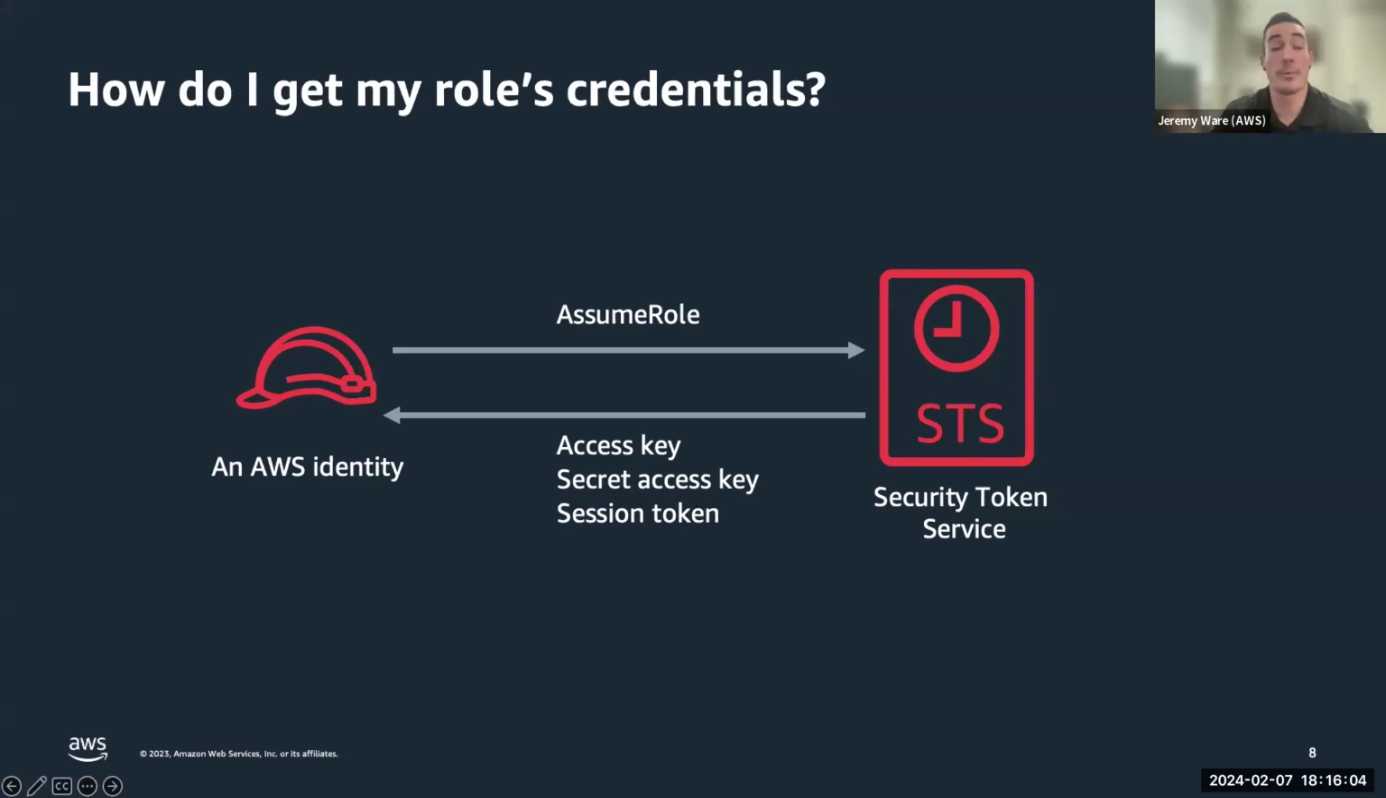So the most important part here is that when you make an assume role call, you are hitting STS, Security Token Service, which is going to vend you those temporary credentials. And we call it an access key, secret access key, and session token. And we'll break that down in just a little bit.